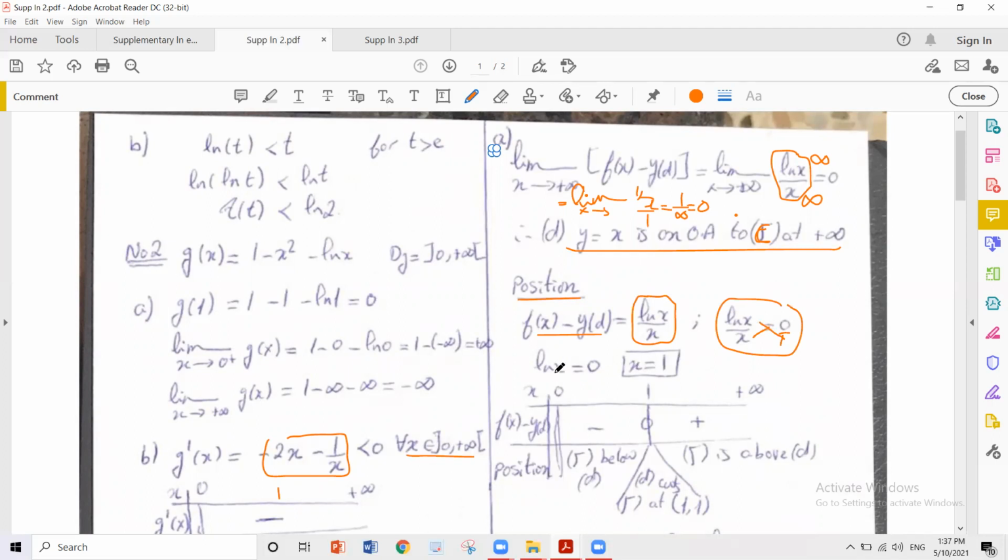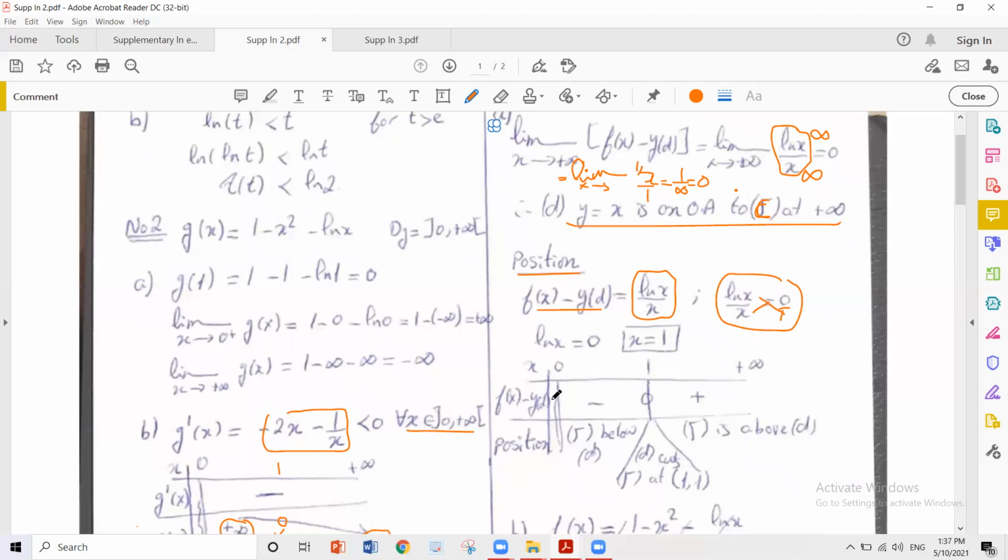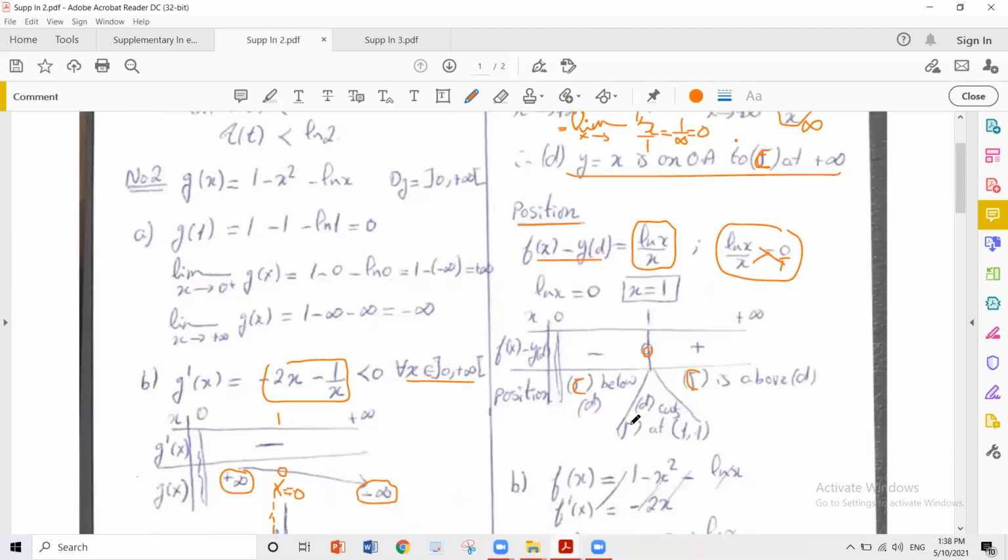We make a sign table: x, f(x) minus y_D, position. I put 1 here and 0 here. If we put a value greater than 1, like 2, ln 2 over 2 is positive. Negative, we say C is below D. Positive, C is above D. D cuts C at 1.